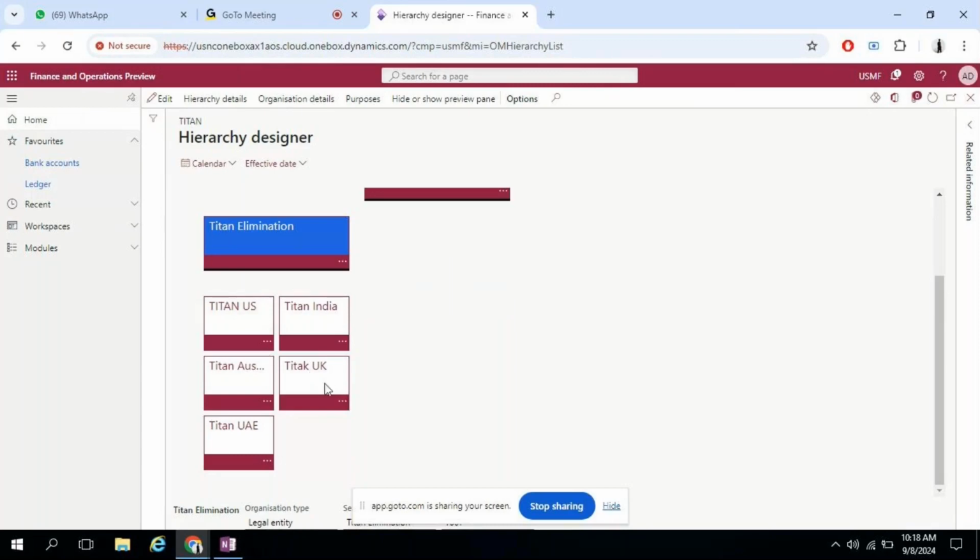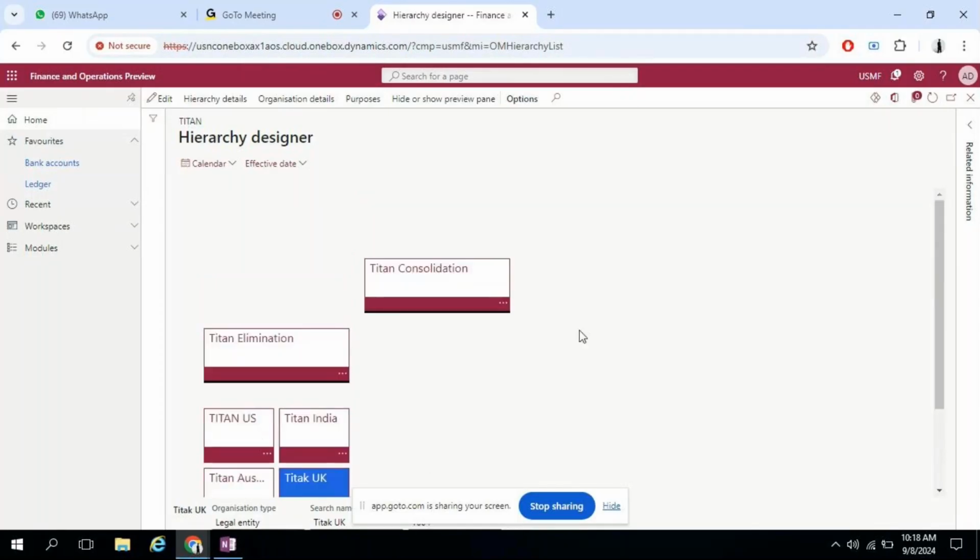Countries which are working. Okay, so right now we are working with Titan US, and with this Titan US we are going to start our configuration. In this way you can create your chart for a number of entities. Once we go for the consolidation, there I will show you how it is being utilized.